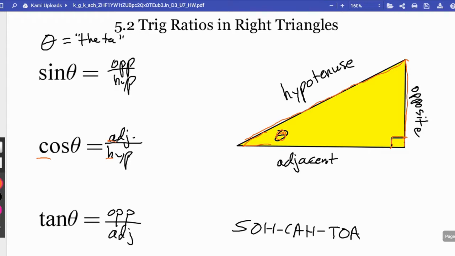And then just a quick note about theta. Theta is just a variable like x. It's a Greek letter, so it is a letter or variable. And we always use those for angles. We could also use different Greek letters like alpha and beta. We may see those later on, but for right now, just theta is an angle measurement.